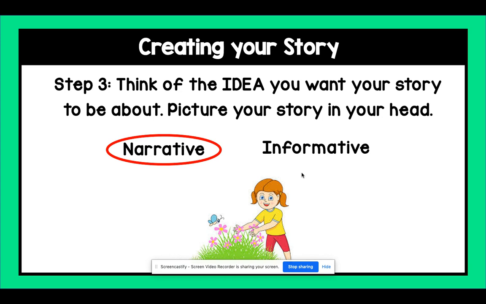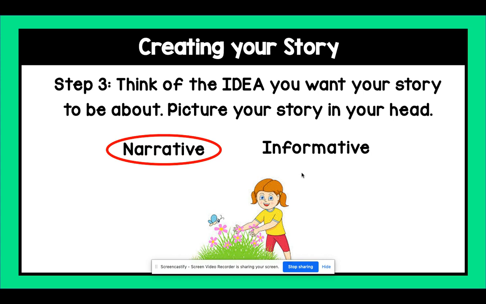Next, you're going to think of the idea that you want your story to be about. You need to picture your story in your head before you even write it. First we need to decide, do I want my story to be a narrative or do I want my story to be informative? I think that for my story today about flowers, I'm going to make it a narrative. So I'm going to make it something about me or something that happened to me, or it could be fictional.